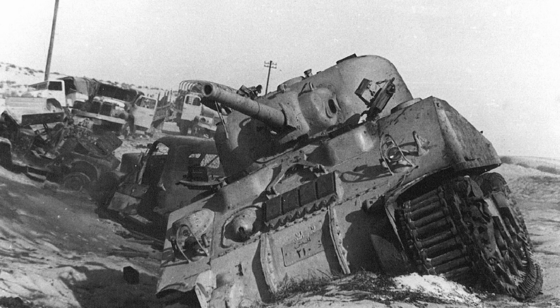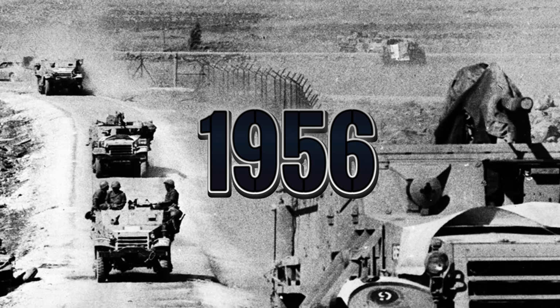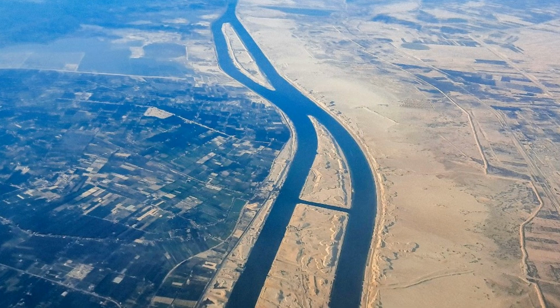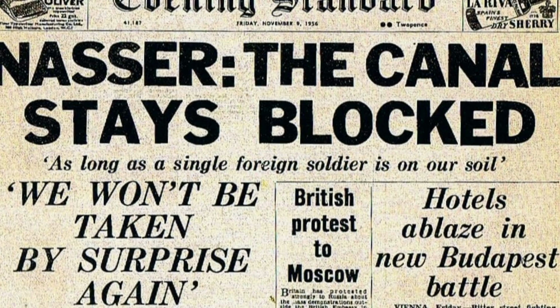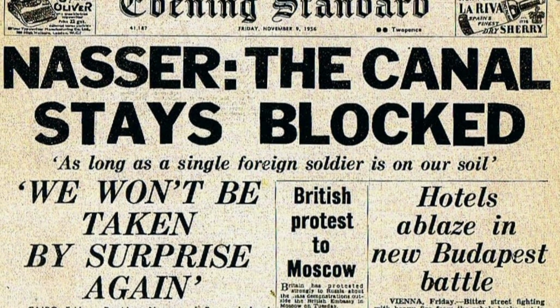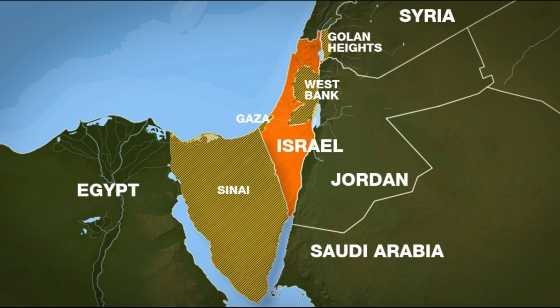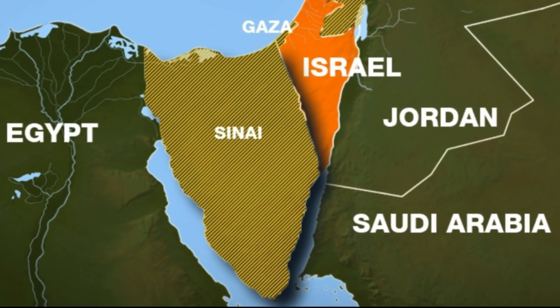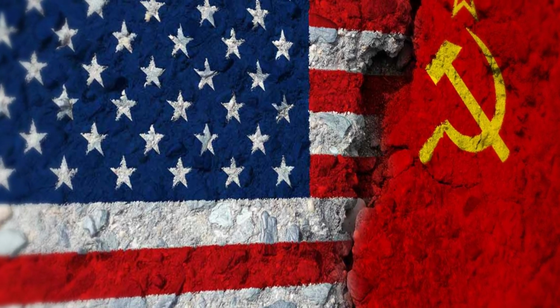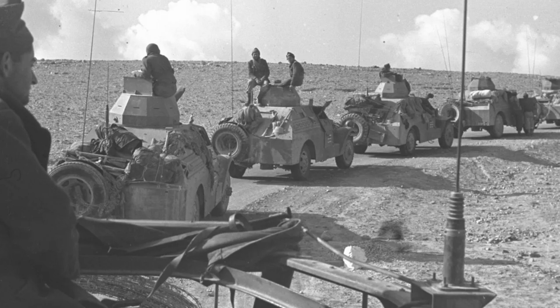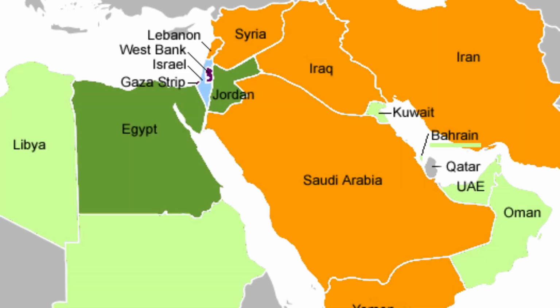Just a few years later, another war erupted. In 1956, Egyptian President Gamal Abdel Nasser nationalized the Suez Canal, cutting off Israeli and Western access. In response, Israel, backed by Britain and France, invaded the Sinai Peninsula and captured key areas. However, international pressure, especially from the US and Soviet Union, forced Israel to withdraw. While the war was brief, it set the stage for further conflicts between Israel and its Arab neighbors.